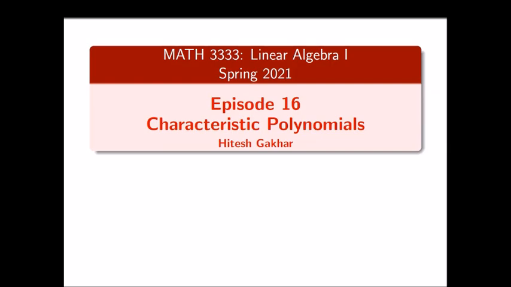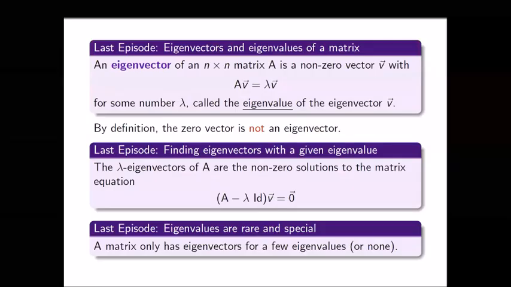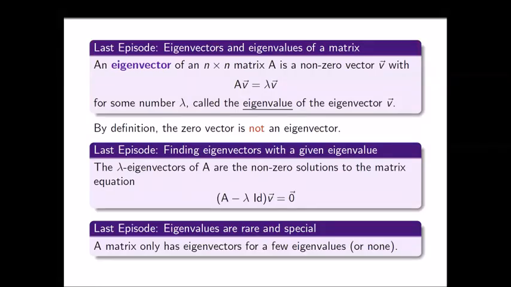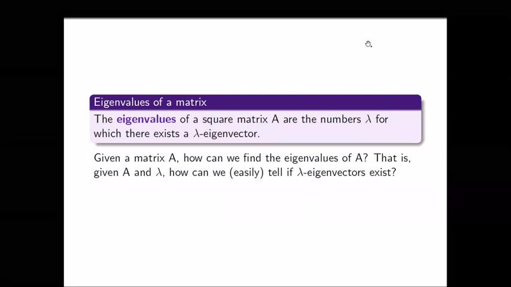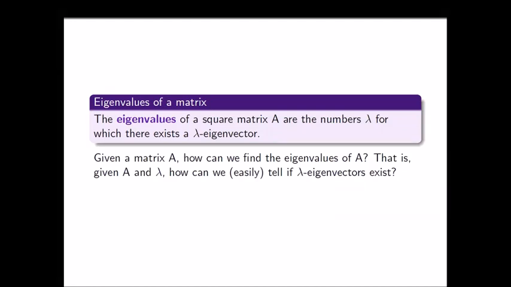In this video, we'll talk about characteristic polynomials. So last time, we learned about eigenvectors and eigenvalues of a matrix. We learned how to find eigenvectors given a particular eigenvalue. But in this episode, I want to talk about eigenvalues. In particular, how can we find the eigenvalues of a given matrix A? That is, if we have an A and some number lambda, how can we tell if lambda is an eigenvalue of A, or in other words, if lambda eigenvectors exist?